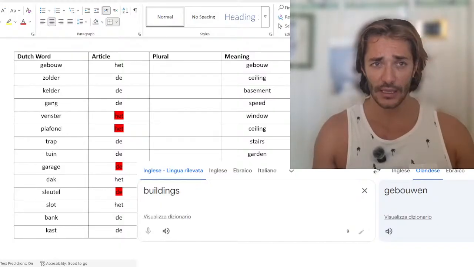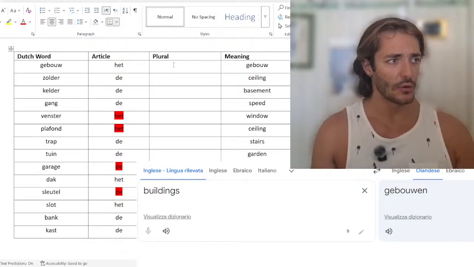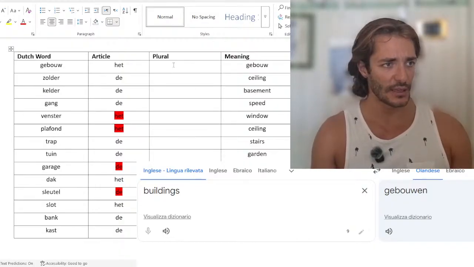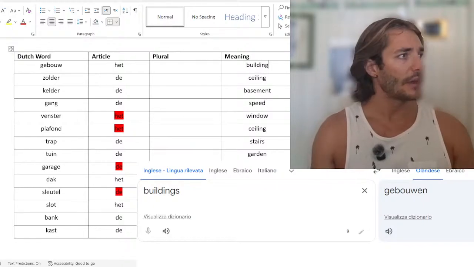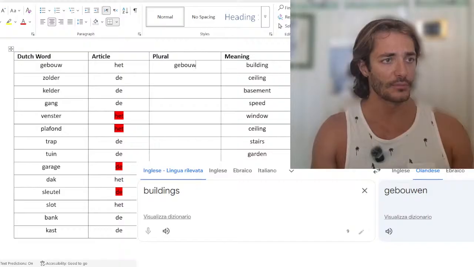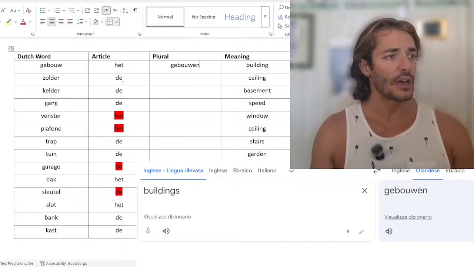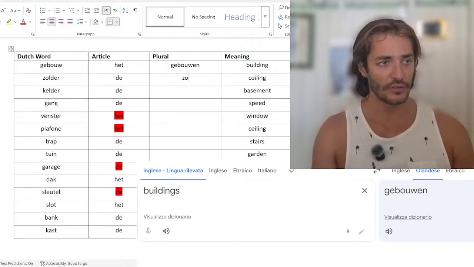But yes, let's start trying to do this. So gebouw, we said that it's building, het gebouw, building, and the plural is gebouwen, as we saw on Translate. So then we have de zolder, the ceiling. This one I'm quite confident.